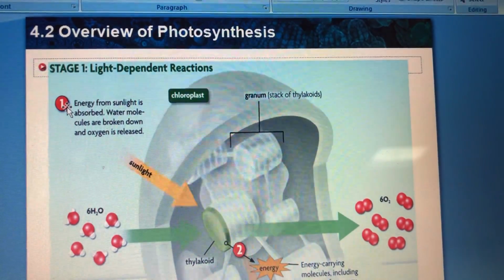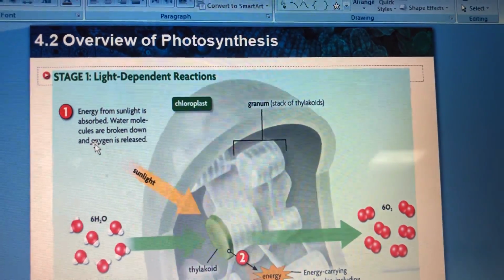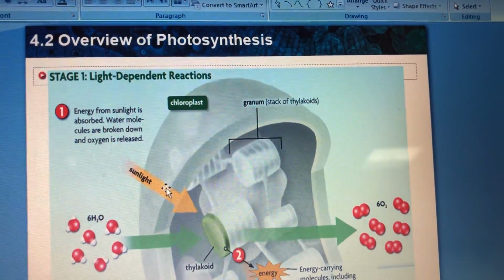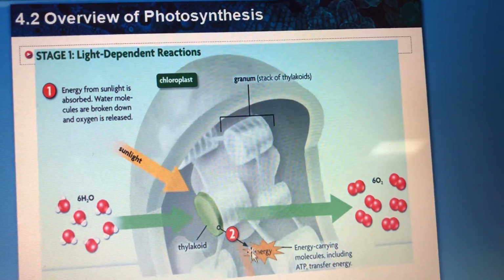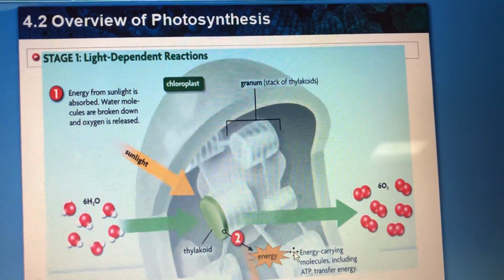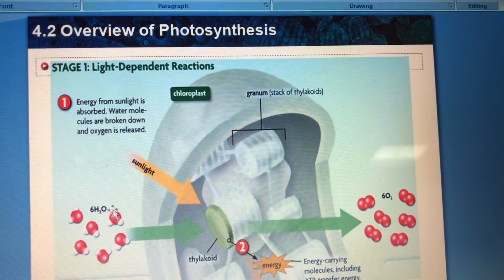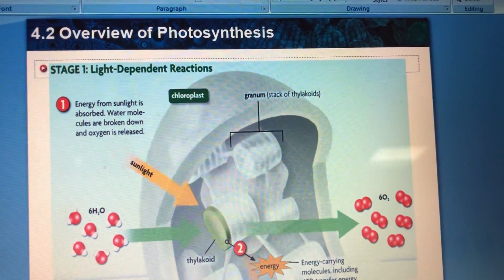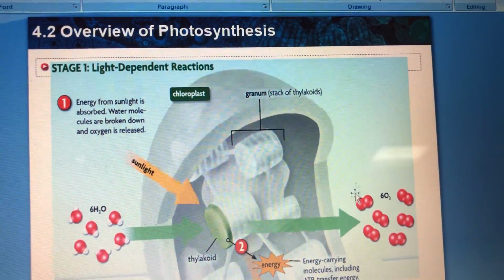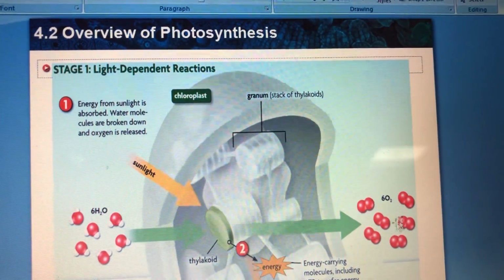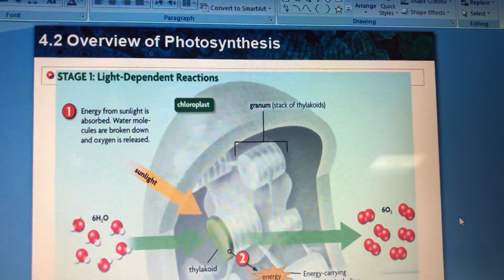So, at first, the reactants that are needed in this stage are the water molecules. In the presence of sunlight, this energy will be transferred into an energy-carrying molecule, ATP, which will be used later in stage 2. Now, in stage 1 also, the H2O molecules will be broken down and separated into hydrogen ions and oxygen gas, where the oxygen is the waste product that will leave the cells or the leaves of the plant.